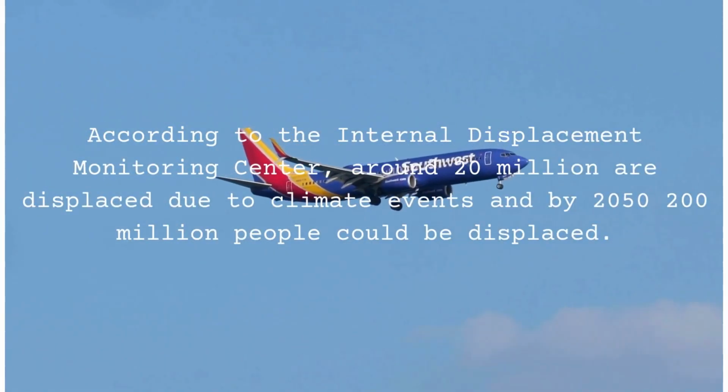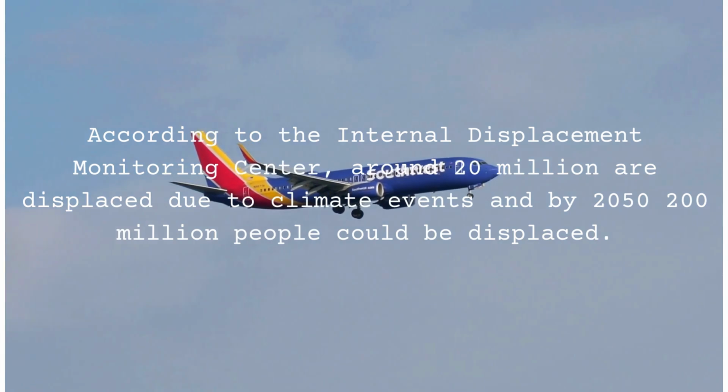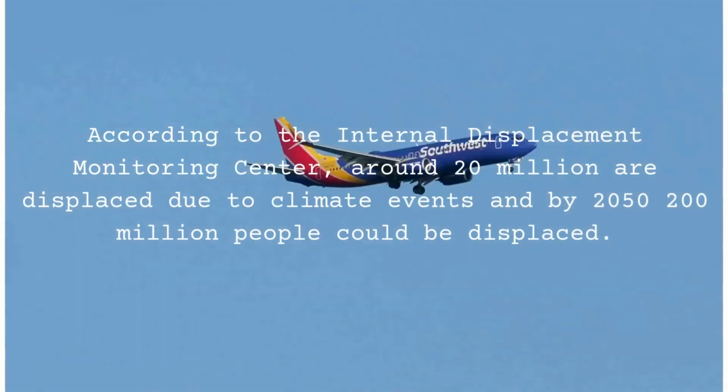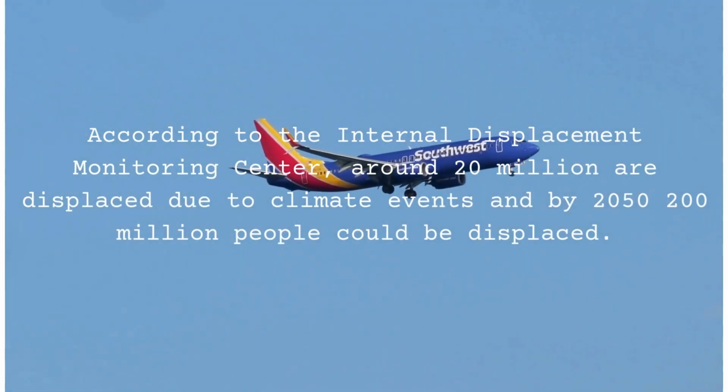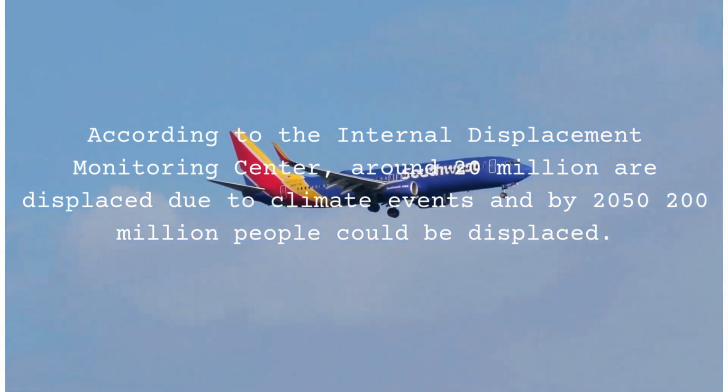According to the Internal Displacement Monitoring Centre, around 20 million people are displaced due to climate events, and by 2050, 200 million people could be displaced.